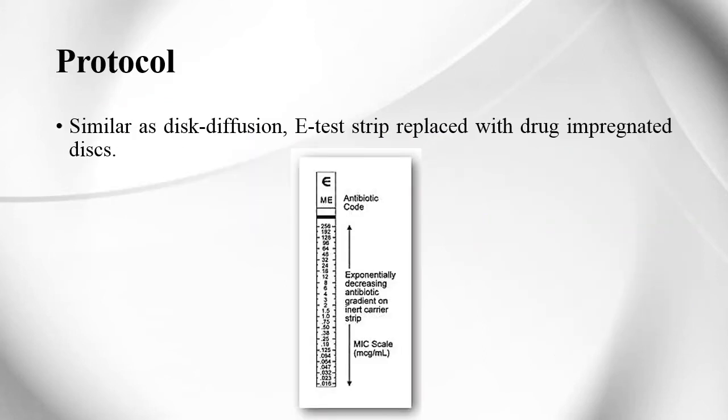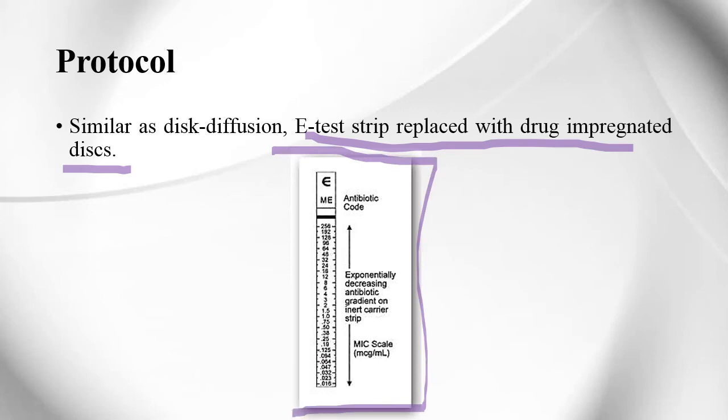Okay, similar to disc diffusion, but the disc is replaced with an E-test strip. So this is what the E-test strip looks like. If we look here, these numbers represent the concentration of the drug in microgram per mL, from high to low. And here you can see an abbreviation for the drug. So ME, I think, stands for methicillin.